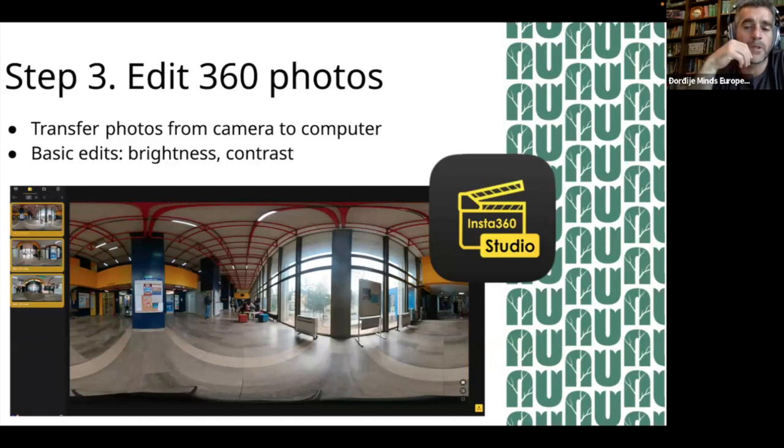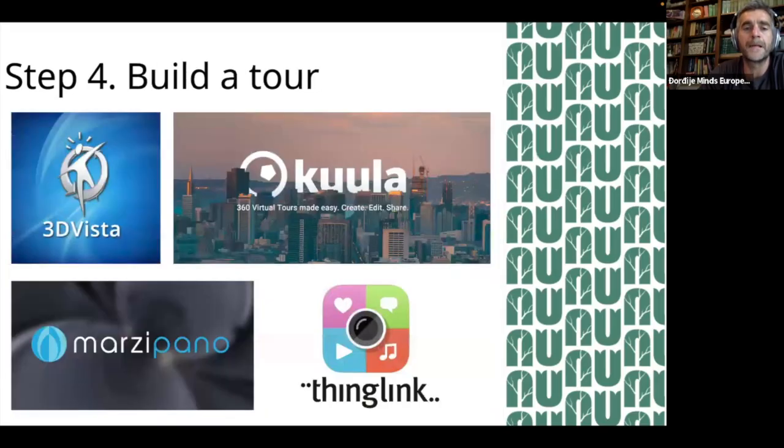With this program, Insta360 Studio, we can also set brightness, contrast, and some colors, so we can make them as clear and as good as possible. This is what this step does. You can transfer the photos from the file type INSP on the camera into JPEG photos on the computer, and then set everything, all the colors and the brightness, how you want them to be.